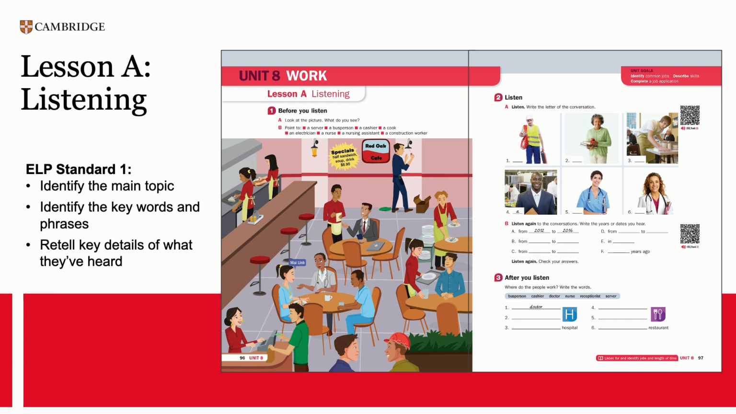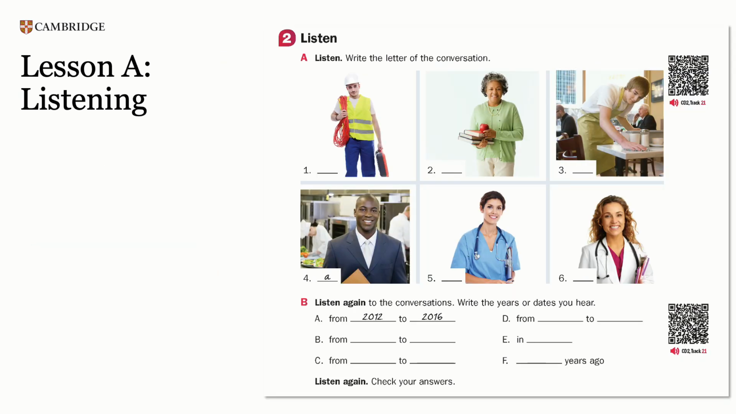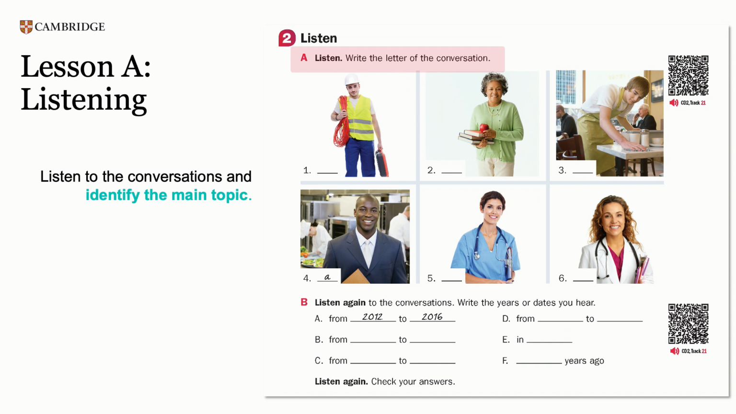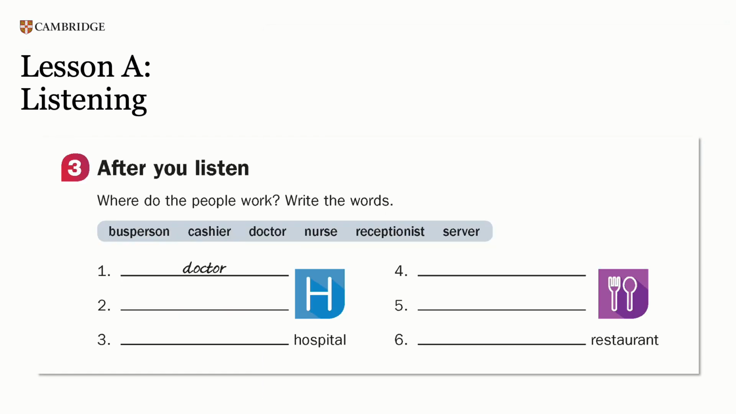Notice how well the exercises in this lesson cover ELP 1. In Exercise 2A, students listen to the conversations and identify the main topic. In Exercise 2B, students listen to the conversations again and identify the keywords, in this case, dates. Then, in Exercise 3, students are asked to use what they have just heard.